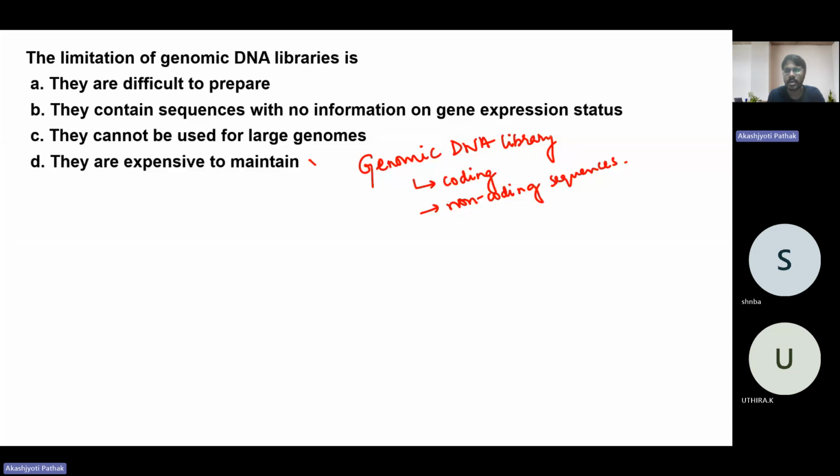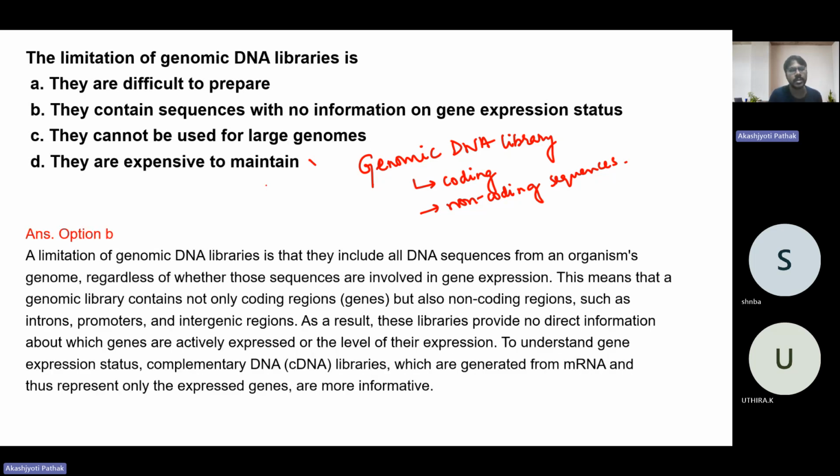It is not possible to easily screen a genomic DNA library because there will be a large amount of sequences that have to be screened. Okay, that is one of the limitations. So that is what is there. So the answer is option B actually.